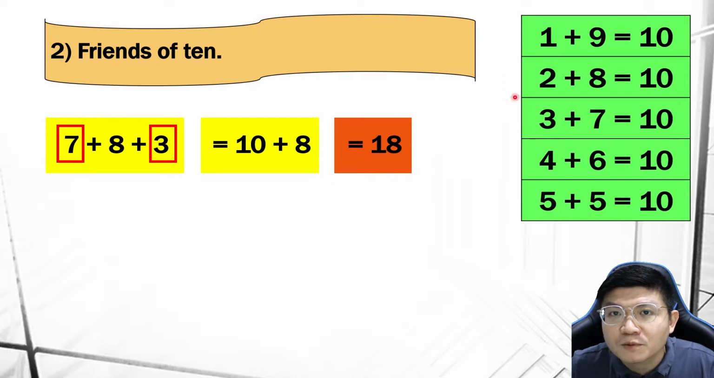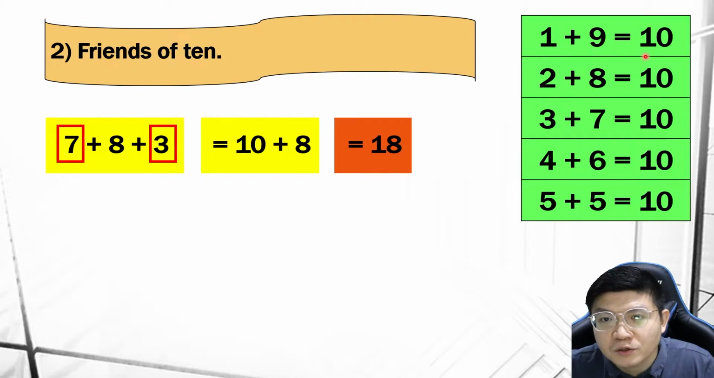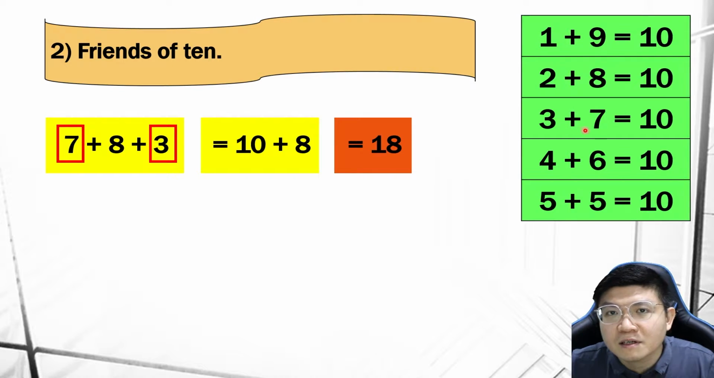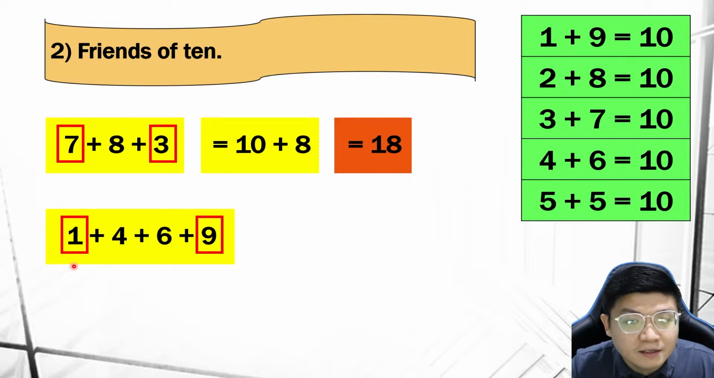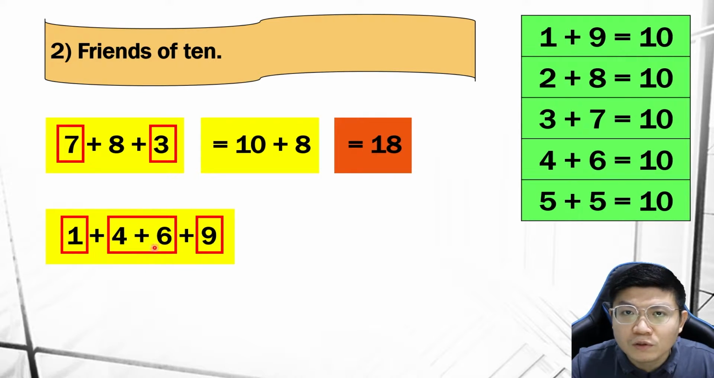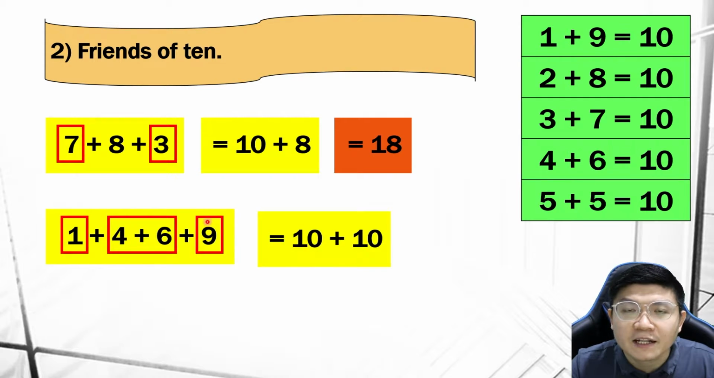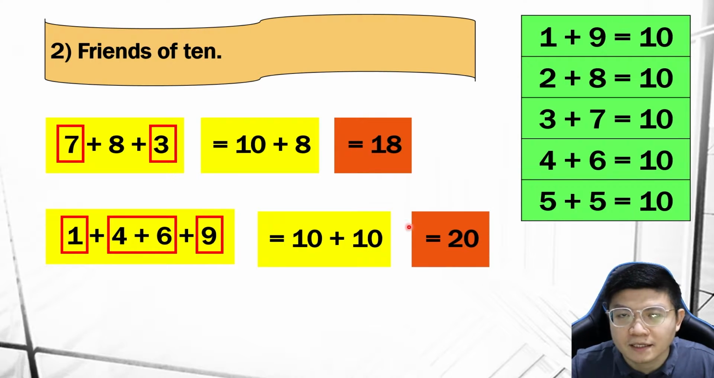The table here helps you to figure out who is the friend of 10. For example, 1 plus 9 equals 10, 2 plus 8 equals 10, 3 plus 7 equals 10, 4 plus 6 equals 10, 5 plus 5 equals 10. Alright, now next I'll give you another example like 1 plus 4 plus 6 plus 9. Can you figure out who is the friend of 10? Yes, the first one is 1 and 9, which is 10. And 4 and 6 also equal to 10. Therefore, I can get 10 plus 10. So then the answer is 20.